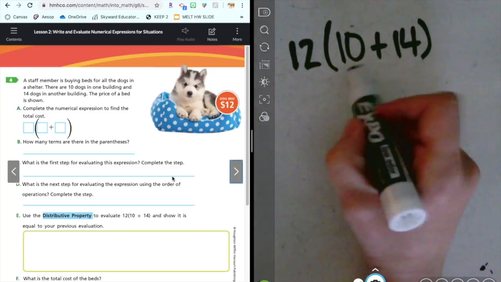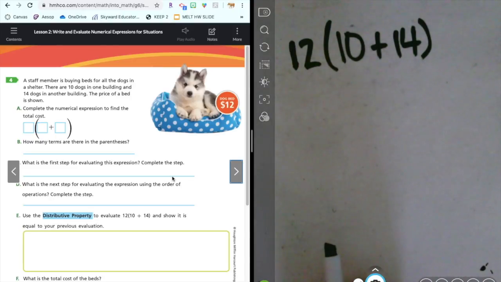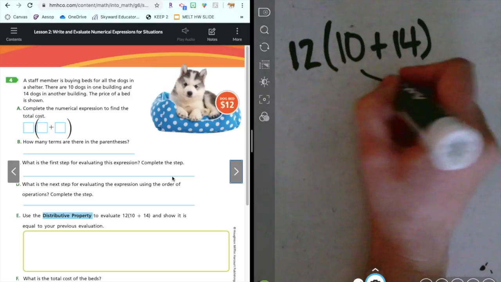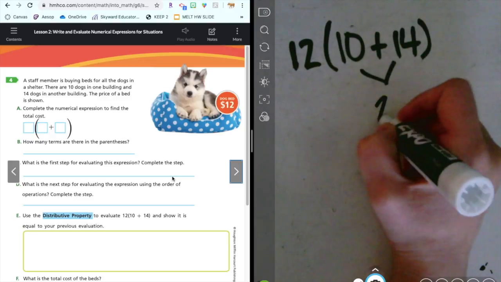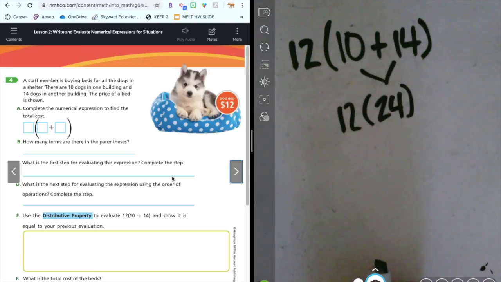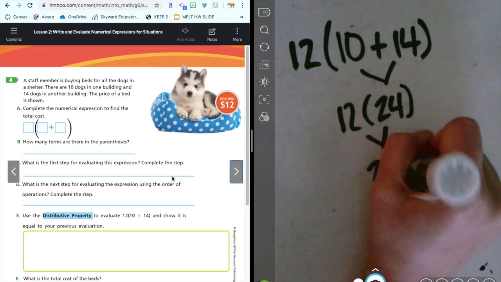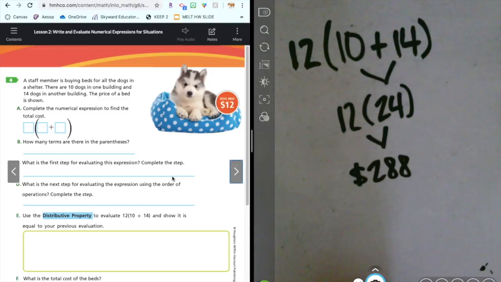How many terms are inside these parentheses? 2, you're right. So what would the first step be? The first step would be parentheses, always, yeah. So that would be 24. And then we would multiply it by 12. And what do you get? $288 on dog beds. All right, that's awesome.